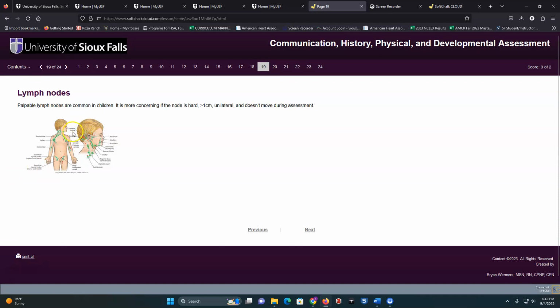Lymph nodes. Kids often get sick, and we talked about that in the previous lecture, with being exposed to new things in schools or daycares. So they tend to get sick very frequently as their body is trying to build a big immunocompetent list and learn all these different bugs and diseases that it has to fight off. But in the meantime, realize that little kids often will have swollen lymph nodes. That's common. But just note, it's more concerning if it's hard, greater than a centimeter, only on one side and not the other, and doesn't move during assessment. Those are red flags that it might be something more serious.